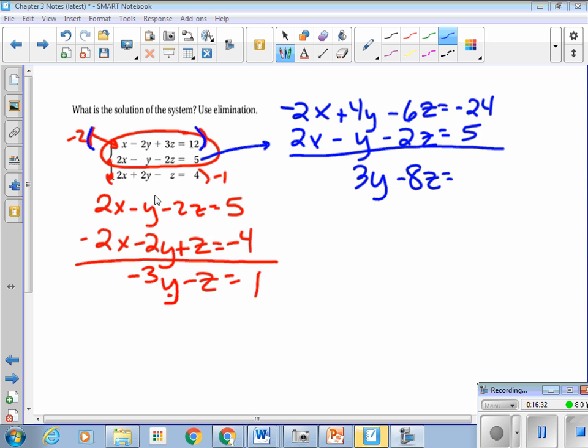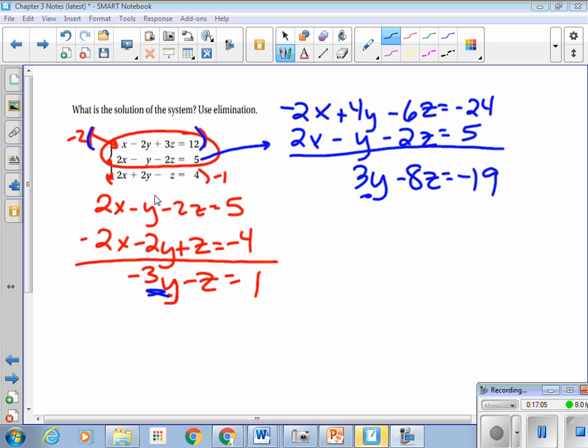Yeah, we multiplied everything by negative 2. Good question. And negative 24 plus 5 is negative 19. So now I have two equations, both with y and with z. And if you look, the sun is shining. The math gods are smiling upon me, because I have a positive 3y and a negative 3y. So I can just add those two together and get it to eliminate the y's.